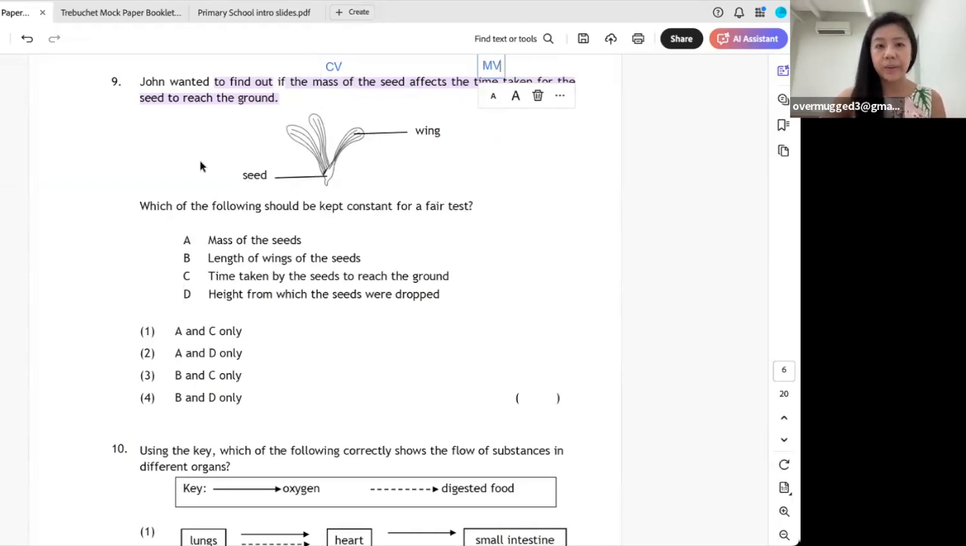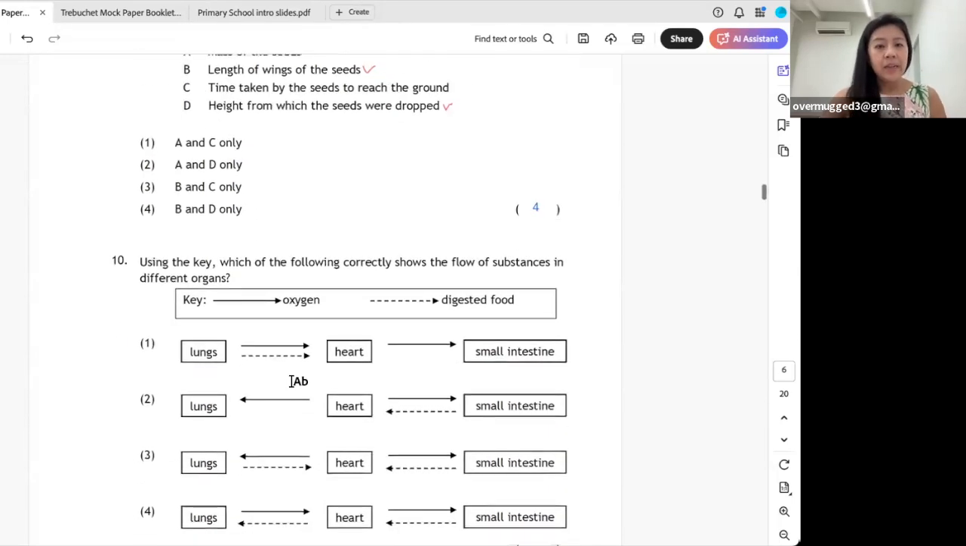Okay. So you've got a seed here. The seed has a wing. All right. Other than the change variable, everything else should be kept constant for a fair test. So we are looking for what else to be kept constant. Now, if you have already identified the CV and the MV correctly, you should be able to tell that what we are keeping constant is the length of the wings of the seed and the height it was dropped. Okay, so B and D, that will give us option 4 as your answer.